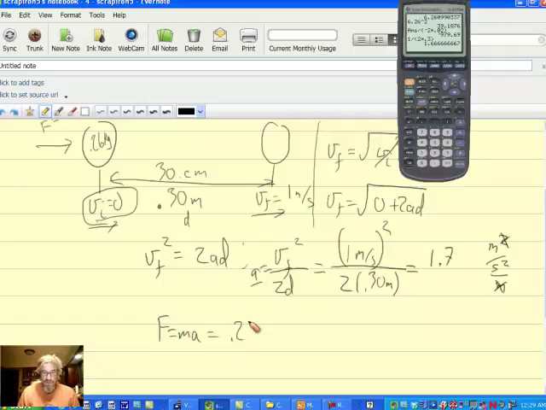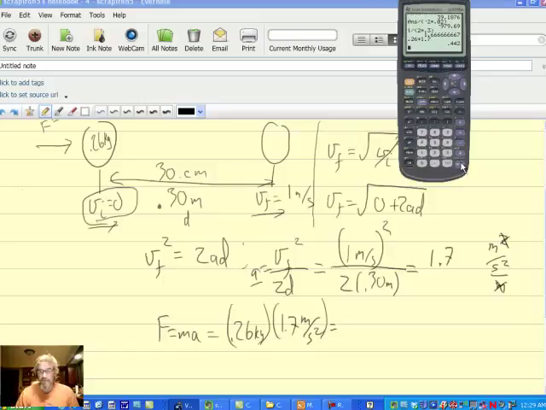One last calculation here. 0.26 times 1.7. There's our final answer. The force on this pool ball was 0.442 kilogram meters per second squared, which is 0.442 newtons. That's probably more digits than I really should have. That might be a little better.